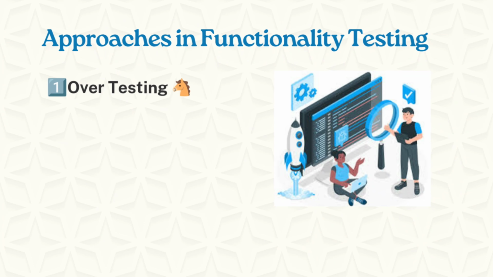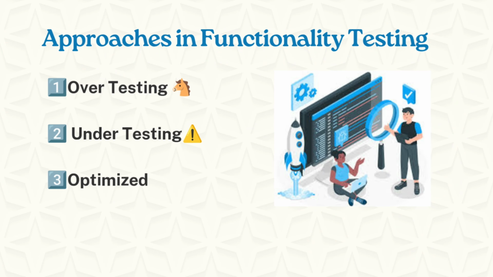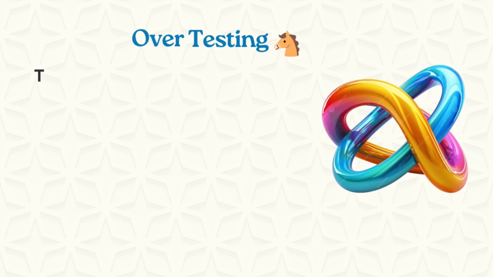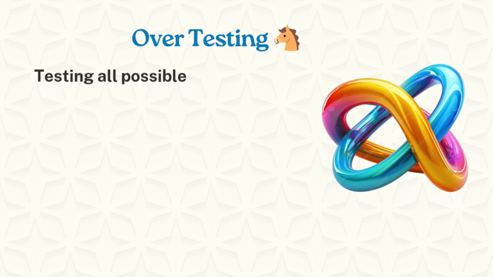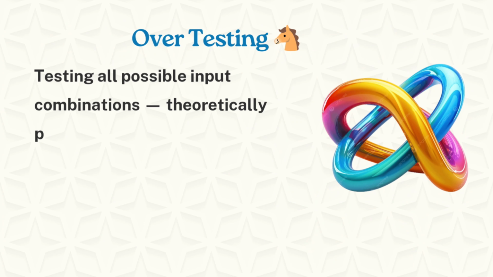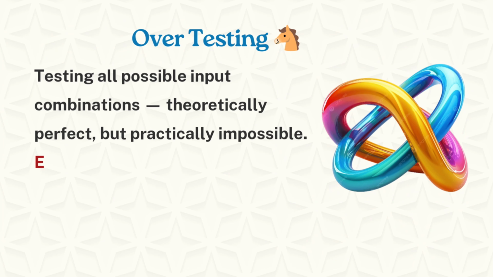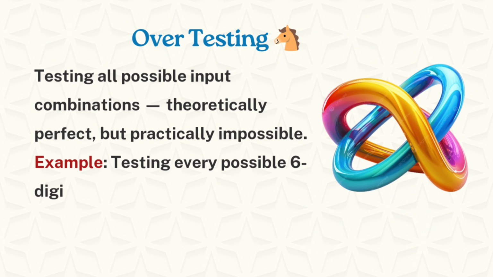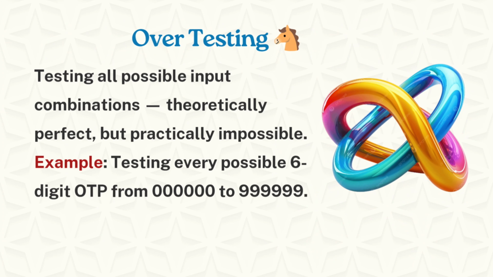We usually apply functionality testing in three different ways: over-testing, under-testing, and optimized testing. Over-testing is when we try to test every single input and path. It's called exhaustive or donkey testing because it takes a lot of time but adds very little value. Example: testing every possible six-digit OTP from 000000 to 999999.